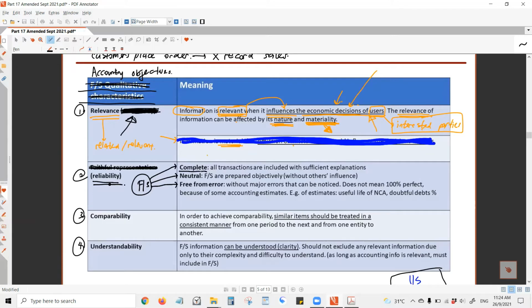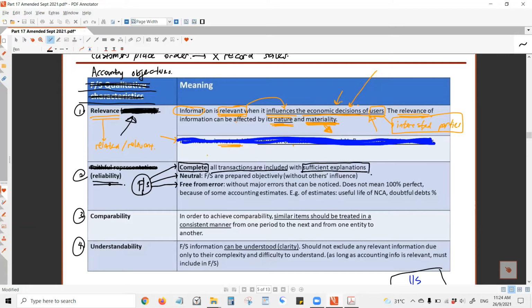Complete. Complete means you don't have omission. You have not omitted any transaction. So you must ensure that the financial statements that you have done have not omitted anything. It must be complete. You must have all the transactions included with sufficient explanation.